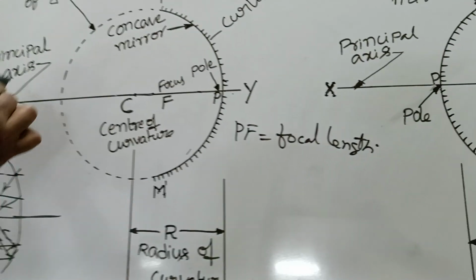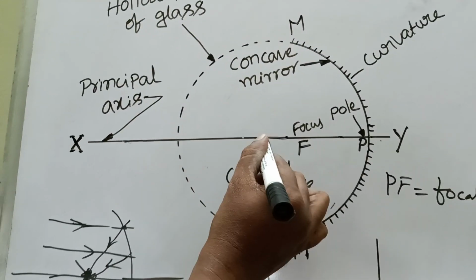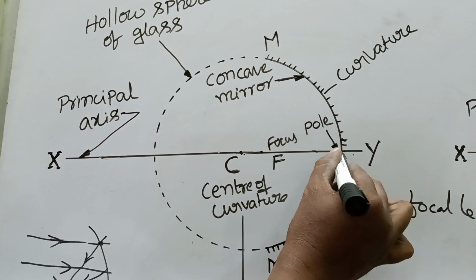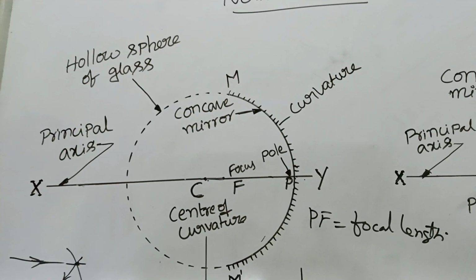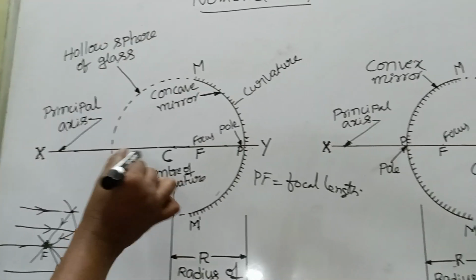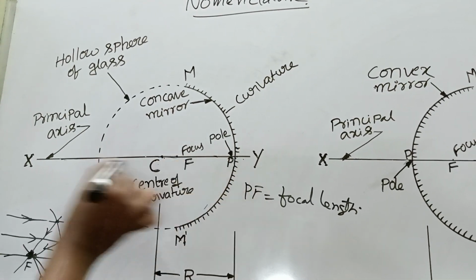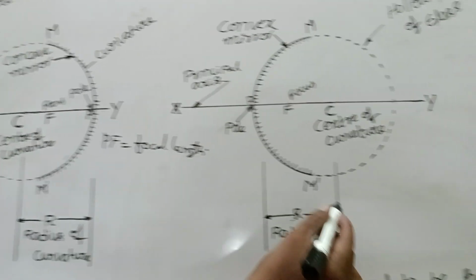And coming to another point, principal axis. Principal axis is the line joining the center of curvature and the pole. If you join the center of curvature and pole and extend it, it is called the principal axis. And all the points, that is center of curvature, focus and pole, lie on the principal axis. And this is for a convex mirror.